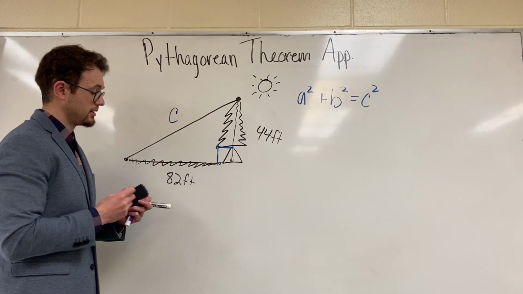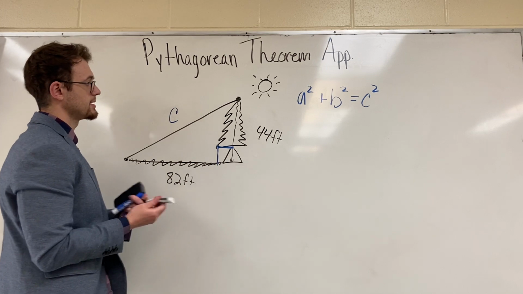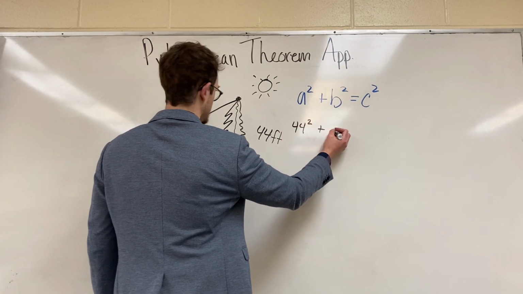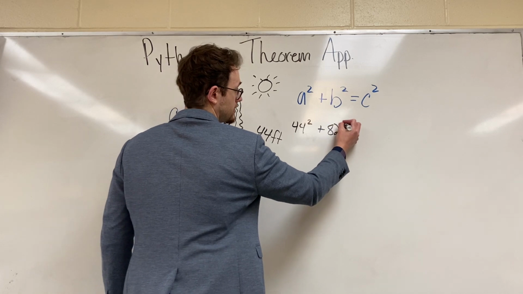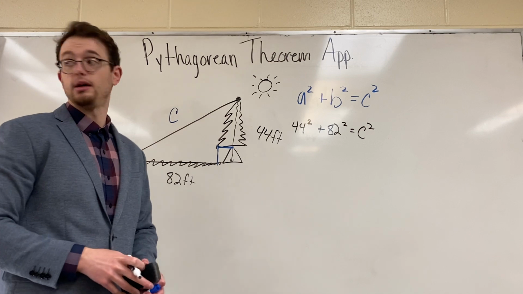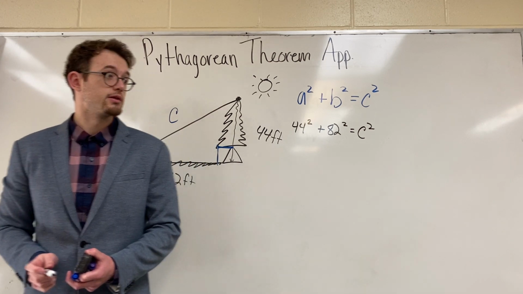All right. So we're going to come over here, we're going to substitute in. We got 44 squared plus 82 squared equals C squared. All right, I'm going to have to bust out, where did I put my calculators? I got everything put away.